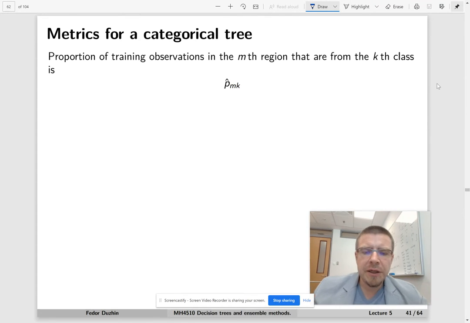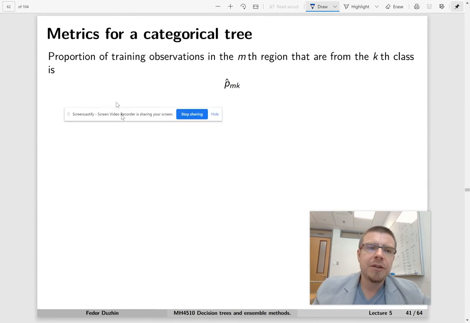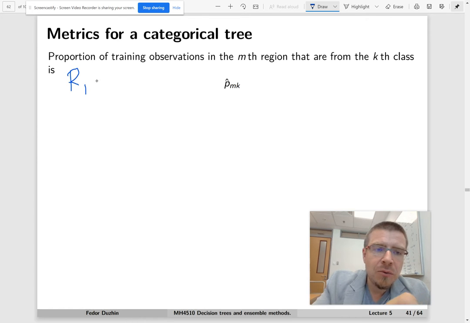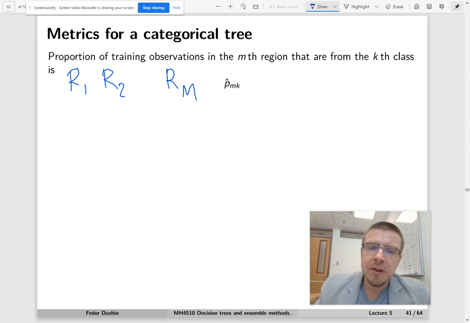Okay, so let us dig into more details about constructing a categorical tree. Let p hat mk be the proportion of training observations in the mth region that are from the kth class, right? So we have m regions, something like R1, R2, say capital M regions. These are our regions, decision regions, and we have classes 1, 2, and so on up to capital K.